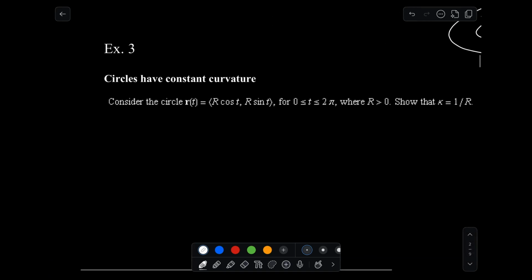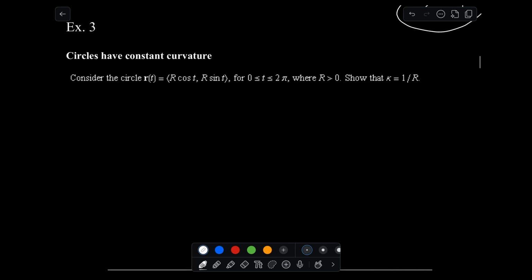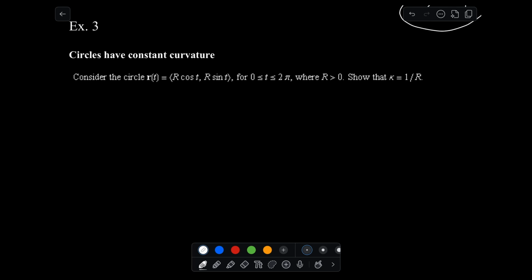Circles have constant curvature, for example 3. This is just invoking the same idea that we were talking about earlier. You can try this example on your own. Feel free to pause the video to show that the curvature of a circle, kappa, is always going to equal 1 over r, and r just refers to the radius of the circle. All right, let's jump into it.